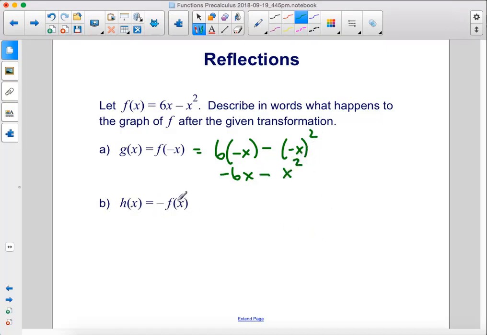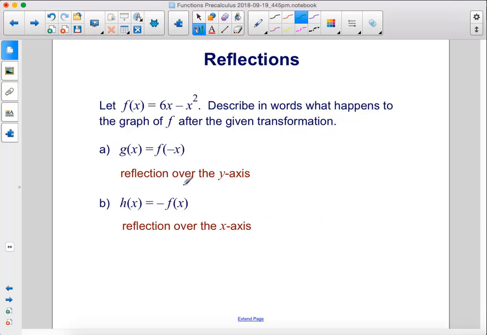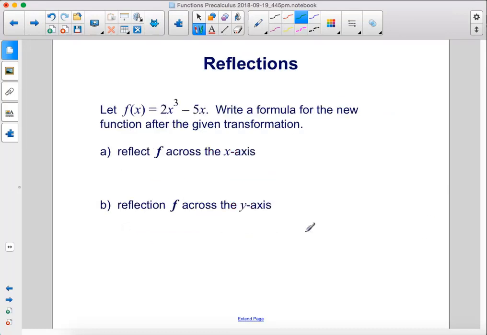Here we have a reflection over the x-axis. So that would look like negative 6x minus x squared, which would be negative 6x plus x squared. F of negative x is a reflection over the y-axis, and negative f of x is a reflection over the x-axis.